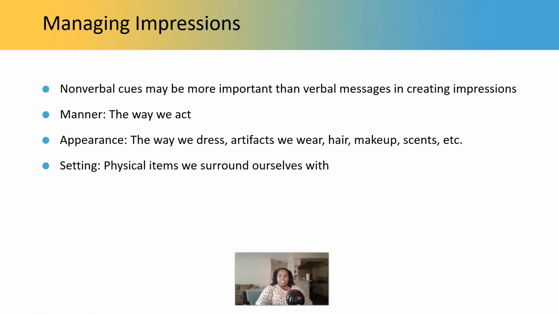We adjust how we act in a given context. We adjust our appearance, so we dress our best. And even though setting isn't related to the job interview example, when you think about your room or your space or your home, what you put in it and how you decorate it reflects who you are. You can also manage impressions. Say, for instance, if you have a visitor, we manage impressions by how we decorate our homes.